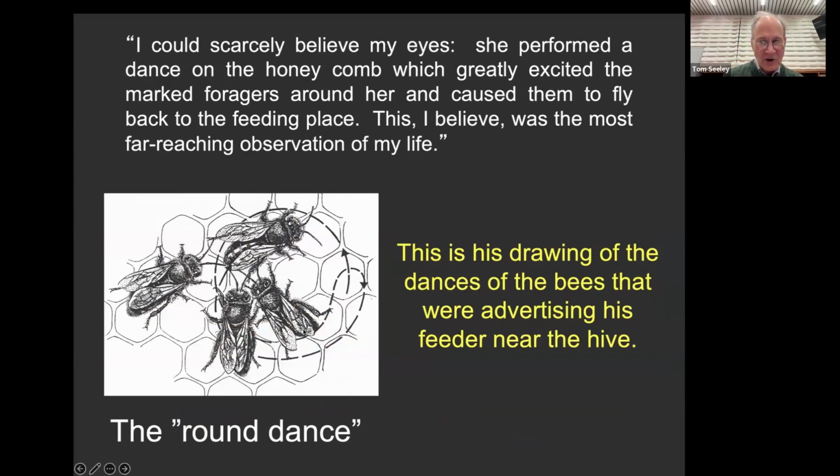And this is the drawing of the dances of the bees that he saw that were advertising the feeder near the hive. As I say, it was maybe just a yard away from the entrance of his observation hive. He called this the round dance, and you can see why, because the bee runs around in a circle. There's no clear waggle to it. It just looks like she's running around and then she turns around and goes around the other way. So he called that the round dance, or the Rundtanz.